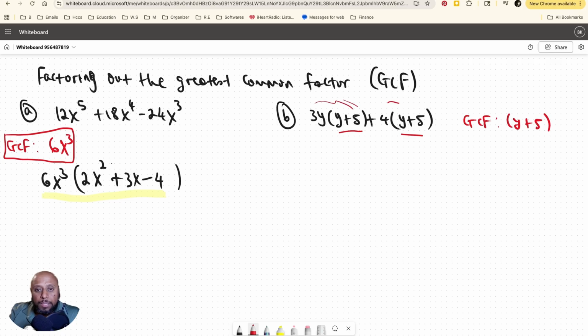We have two terms, and each of these terms has y plus 5. So let's take out y plus 5, and let's write the remainder. From the first term, if we take out y plus 5, so basically if we get rid of this, we end up with 3y. And from the second term, if we get rid of the y plus 5, we end up with 4.